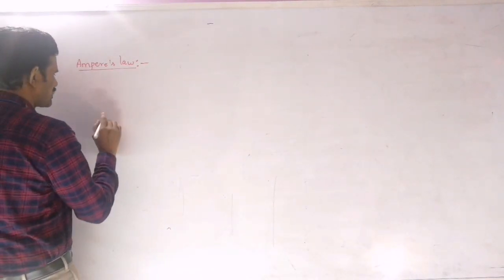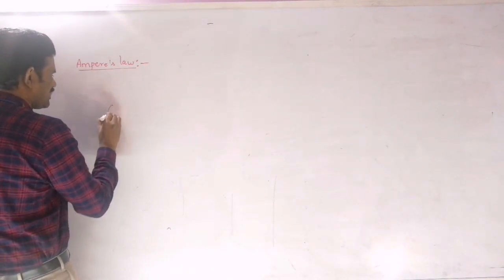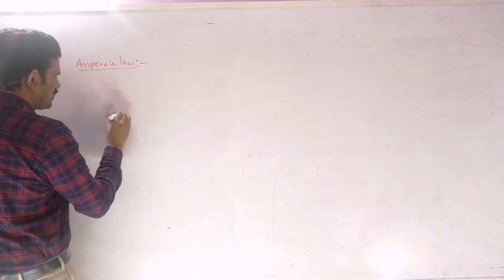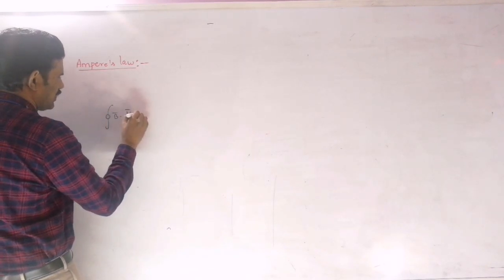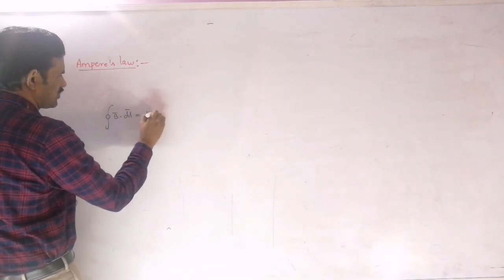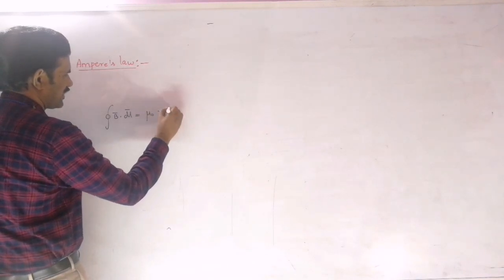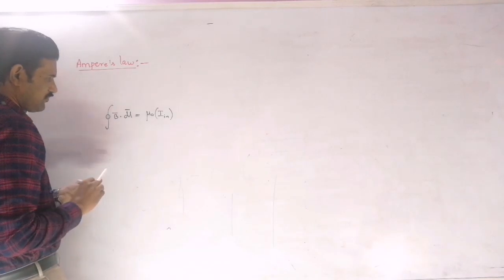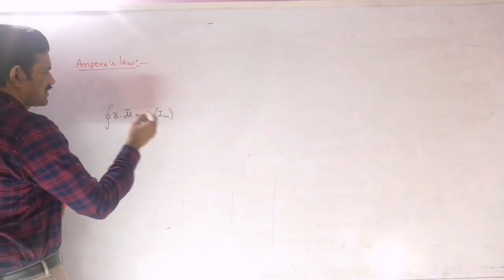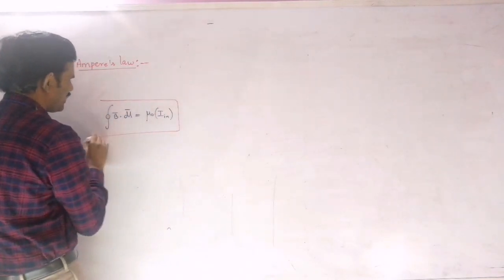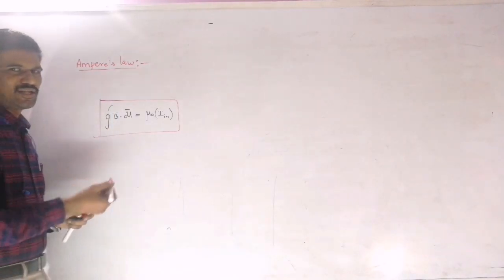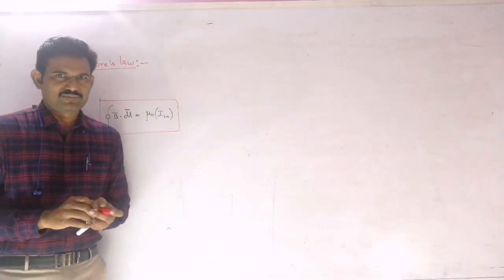Now let us see the statement of Ampere's law. Ampere's law states that the line integral of B bar dot dl bar is equal to mu naught times the net current enclosed by, or current inside, this Ampere loop. I am writing here that I in is nothing but the current inside, or current enclosed by, this Ampere loop.